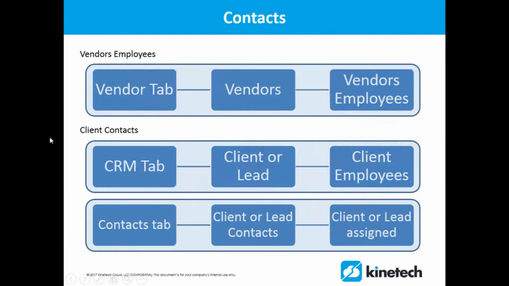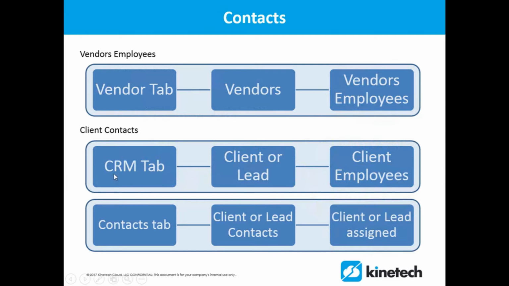The last slide here before we jump into the application and take a look at quotes is just where to manage your different lists of people within the application. So vendor employees and client contacts are two separately managed lists. For your vendor employees, you'd go over to the vendors tab. That's one of the tabs on the overview. Then you'd go into an individual vendor, and then you'd be able to manage your vendor employees from there. So if you need to add someone who you're going to send an RFQ to, that is the way you would do it.